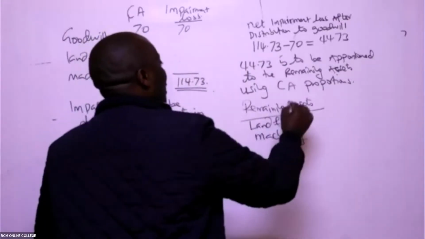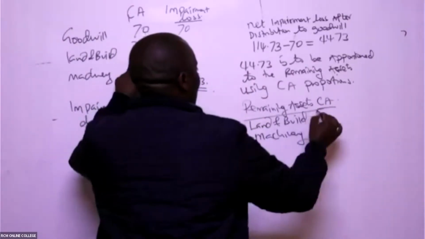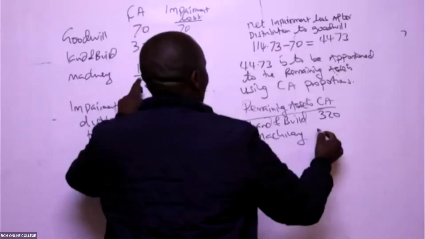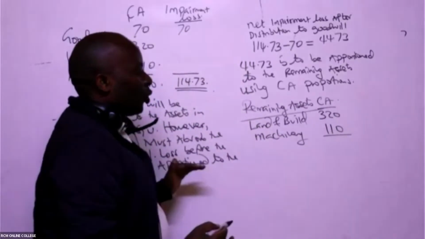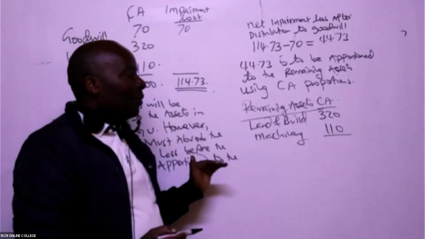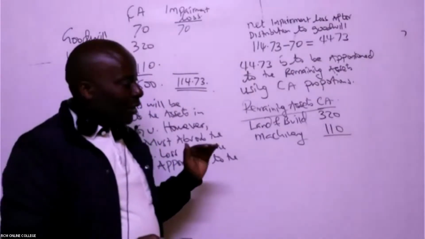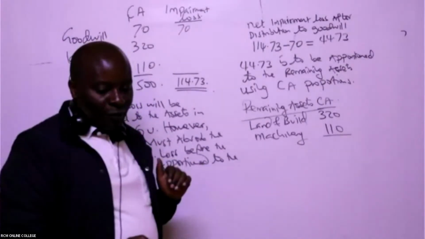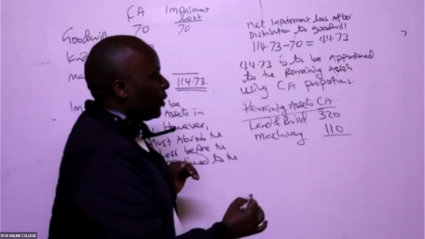Their carrying amounts: this is 320, this is 110. Giving me how much, ladies and gentlemen, the total carrying amount of the remaining assets? What do we have here? We have 430.